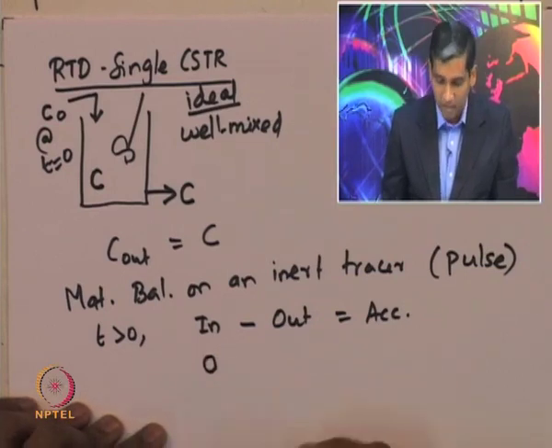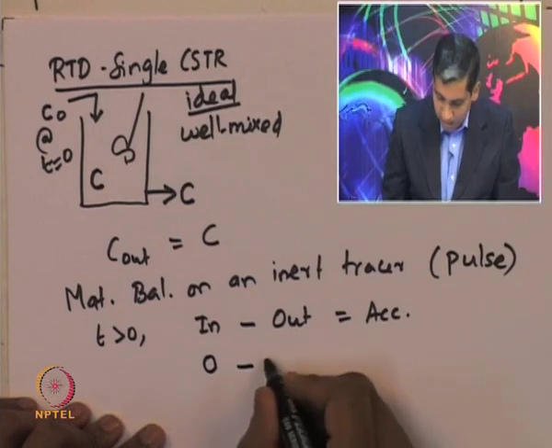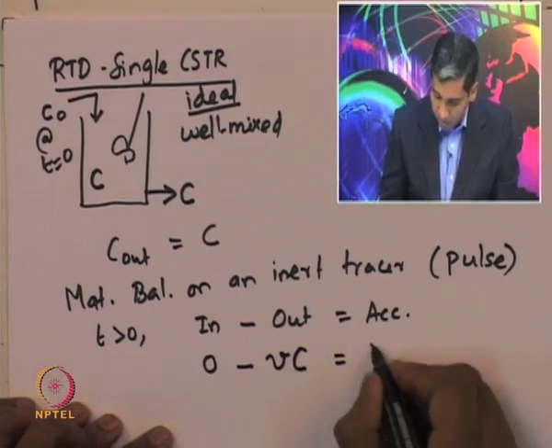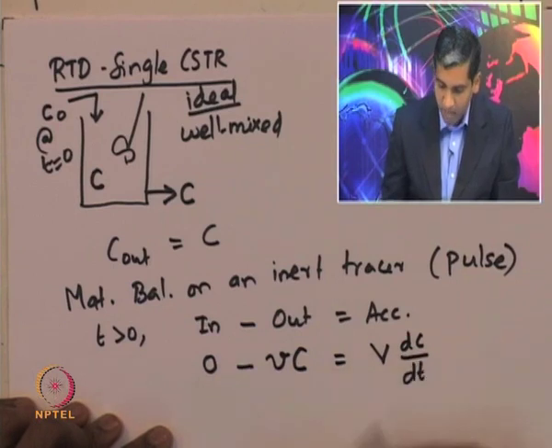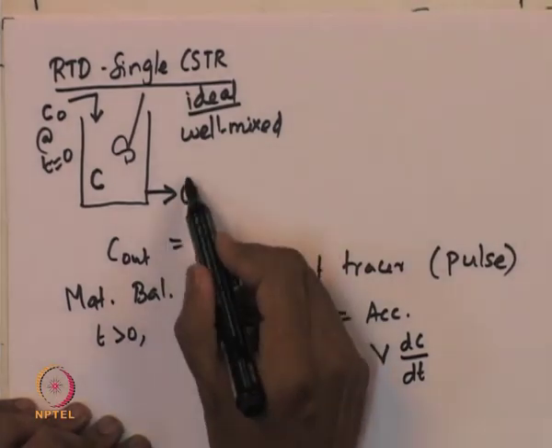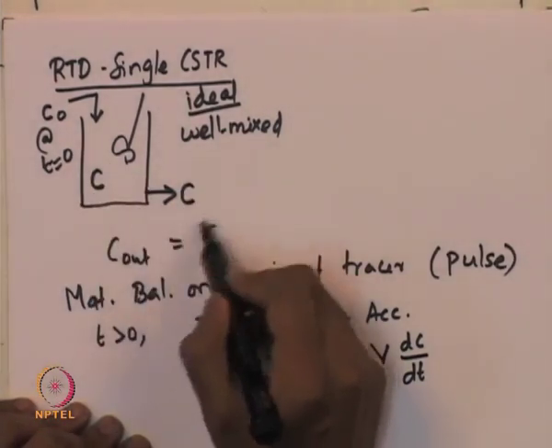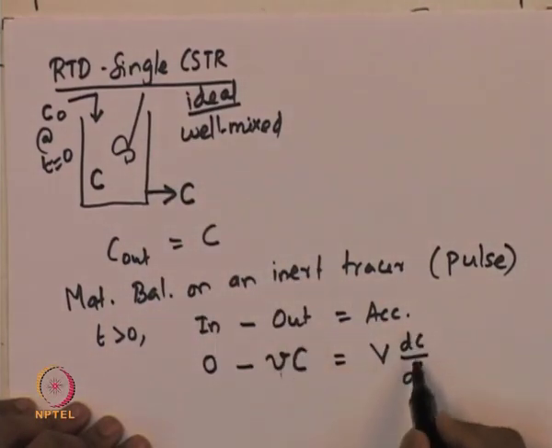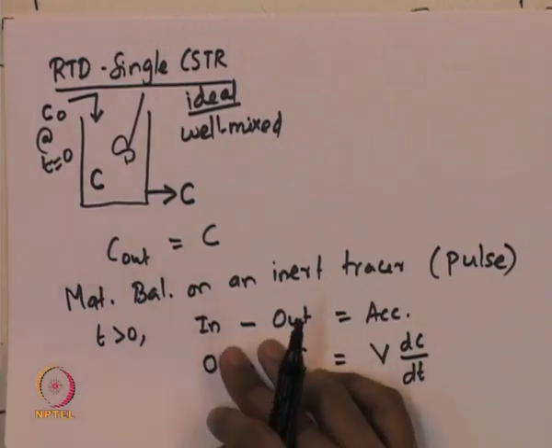So, the inlet is 0, minus what leaves, which is the volumetric flow rate v of the effluent stream multiplied by the concentration of the tracer C, and that should be equal to V into dC by dt, which is the accumulation of the tracer in the CSTR. Now, because the concentration of the species inside the reactor is equal to the concentration at which the species is leaving the reactor, the C here essentially represents the outlet concentration of the species from the reactor, in the effluent stream.